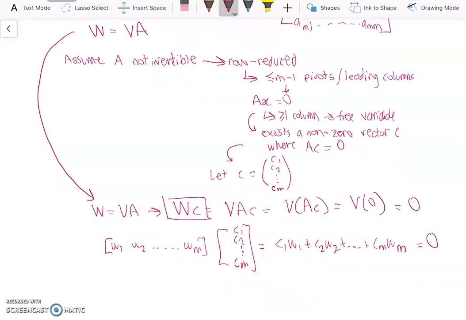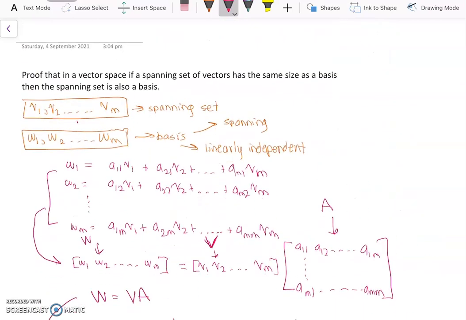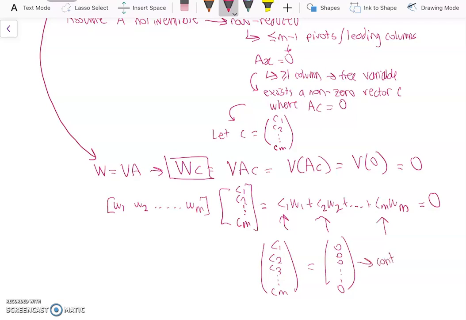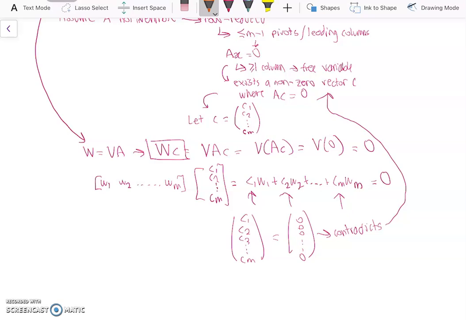However, since the W's form a basis, they are linearly independent, which means the only way for a linear combination of the W's to be 0 is if all the C's are 0. That means all the C's are 0. However, this contradicts what we found earlier, where there exists a non-zero C satisfying AC equals 0. So this is a contradiction, and we can conclude using proof by contradiction that A is invertible.